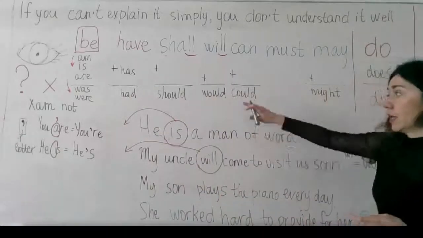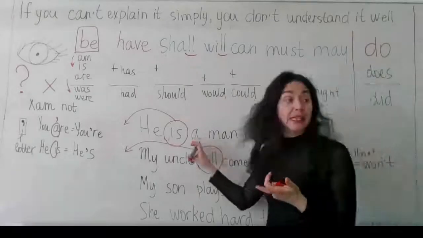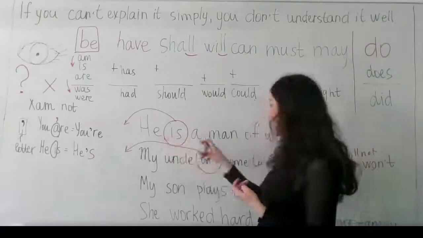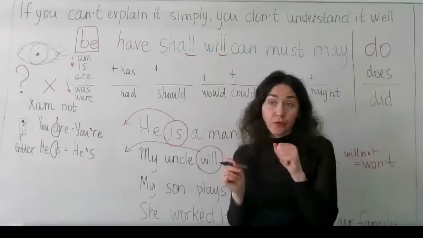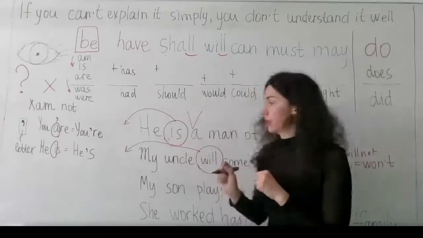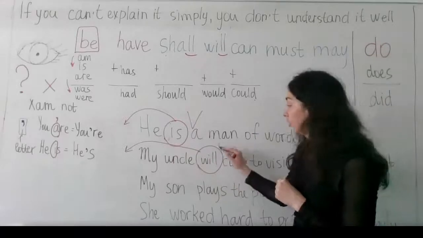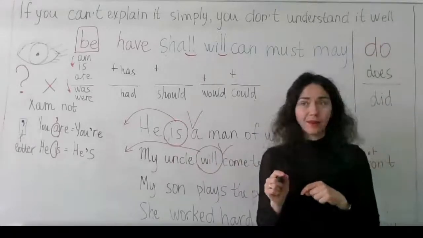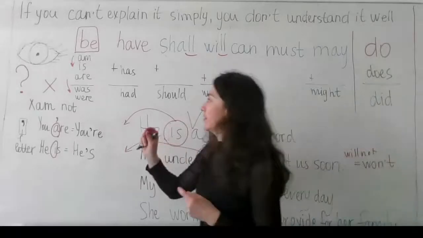That's simple. Now we've asked questions. How do we make negative sentences? We need the same auxiliary verb. So we have, he is a man of word. And then we say that he is not. He is not a man of word. My uncle will come to visit us soon. My uncle will not come to visit us soon. And that's all. You ask a question, you make a negative sentence.